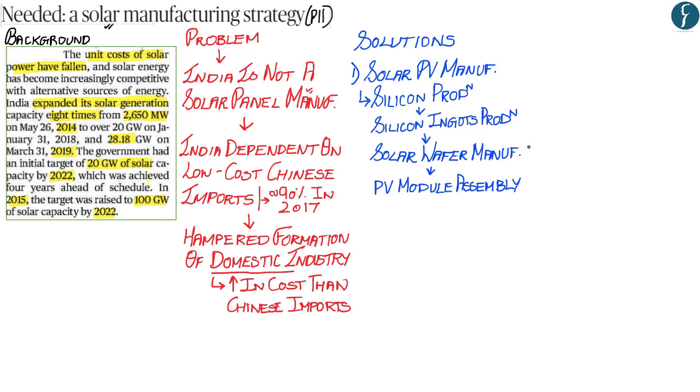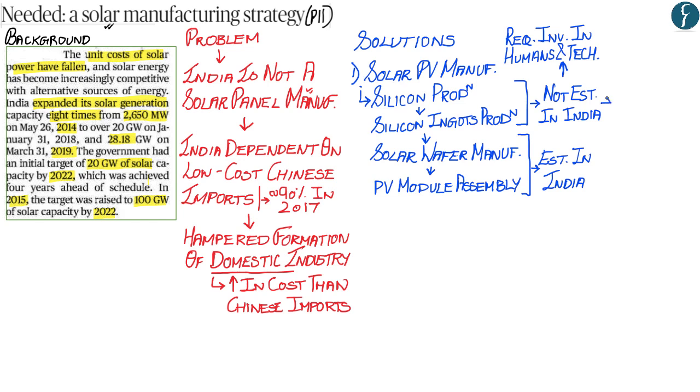Now, according to the author, India does have an established industry with regards to solar wafer manufacturing and PV module assembly. However, it is with regards to silicon production and the production of silicon ingots that no major Indian company is currently involved in. Now, to improve silicon production and the production of silicon ingots within India, what is required is that Indian companies invest in improving the technical expertise of human capital and also in improving the technological capabilities.